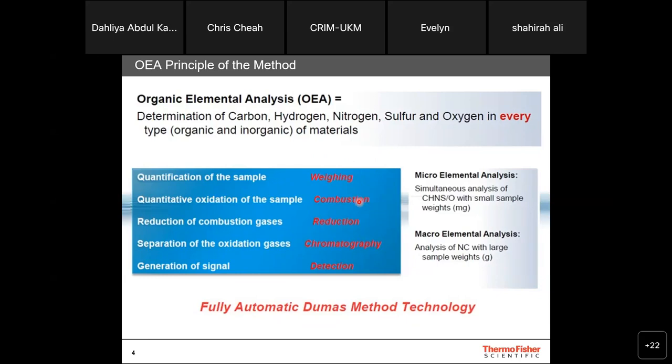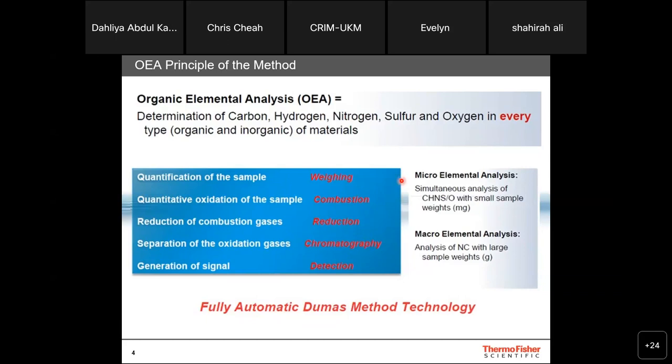Combustion and reduction will be done by the instrument. If I want to oxidize the sample, it will involve CHNS. Reduction will go for oxygen. We need some sort of chromatography. Chromatography is a separation mechanism where we are able to separate those gases and they will elute at a retention time. Then we can specifically determine that this particular retention time is nitrogen, followed by carbon, hydrogen, and sulfur. Of course, detection will be done by TCD.